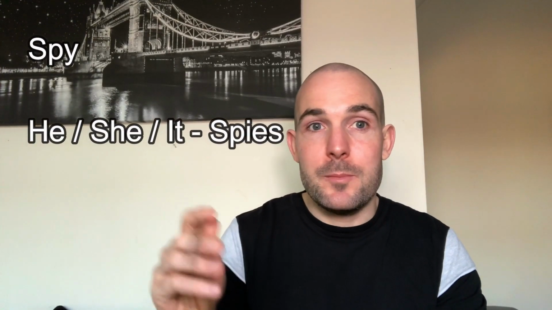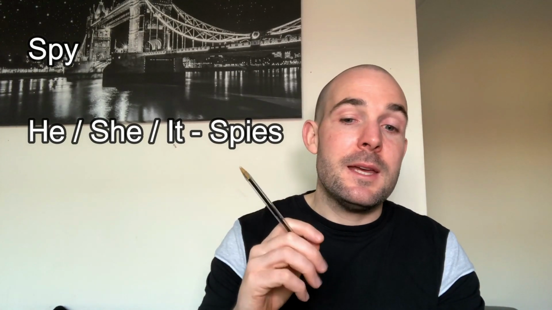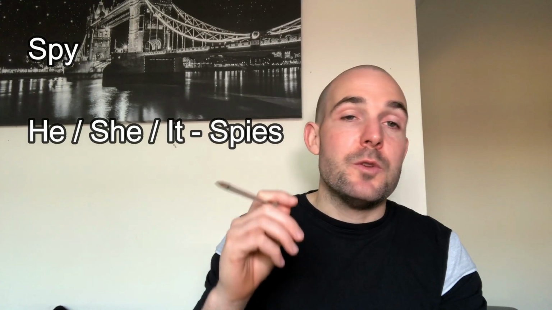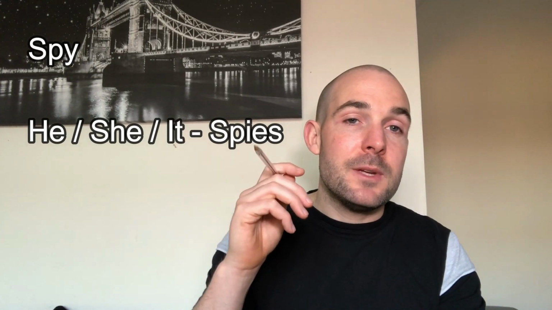And the second situation where the verbs become irregular is when the verb ends in y and is preceded by a consonant. So for example, the verb to spy. To spy means to watch people who don't know that you're watching them. So the verb spy, when you're talking about he, she, or it, you remove the y and you replace it with I-E-S. So spy becomes spies.